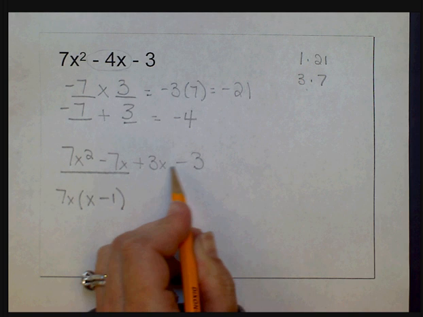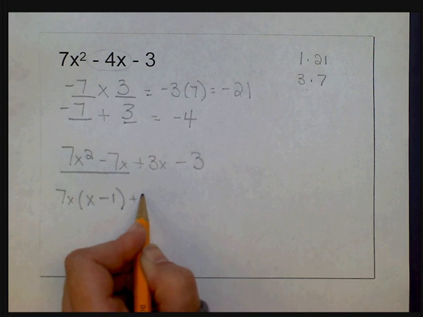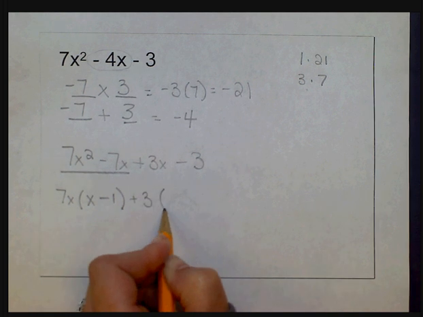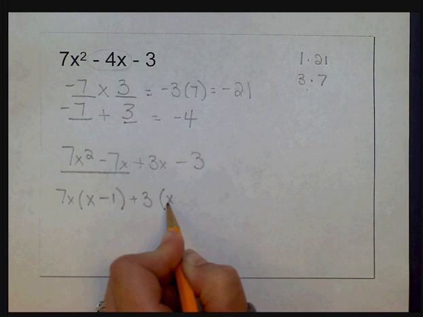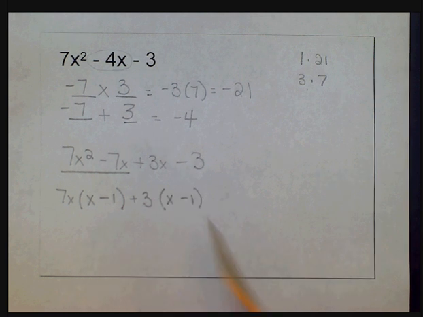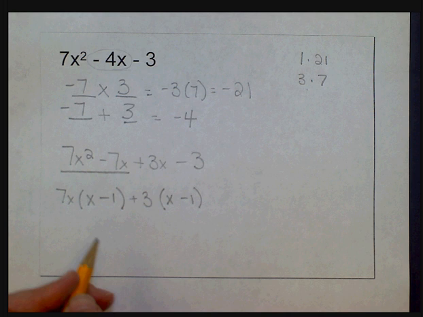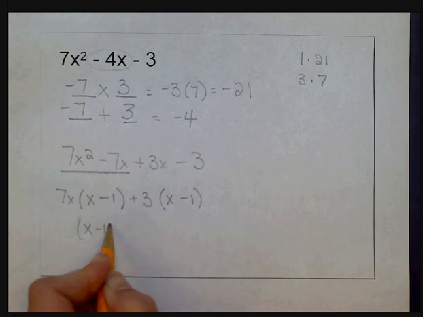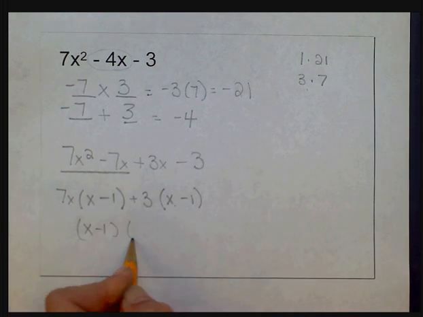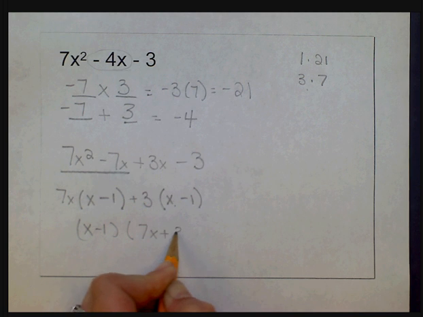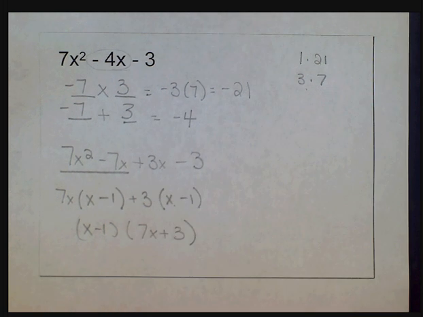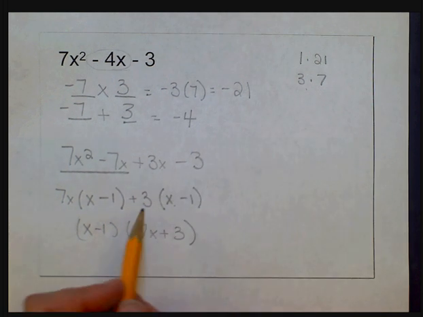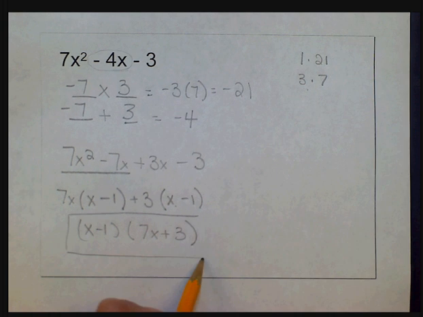And then 3x minus 3, that has a 3 in common, so I'll pull out a positive 3. So 3 times x will give me 3x, and 3 times negative 1 will give me negative 3. So x minus 1 is the common factor, so you pull that out in front, and you're left with 7x plus 3 to create your second factor. So your answer is x minus 1 times 7x plus 3.